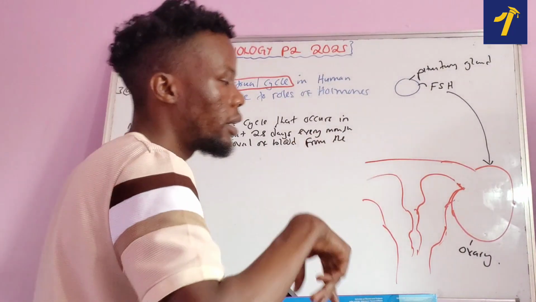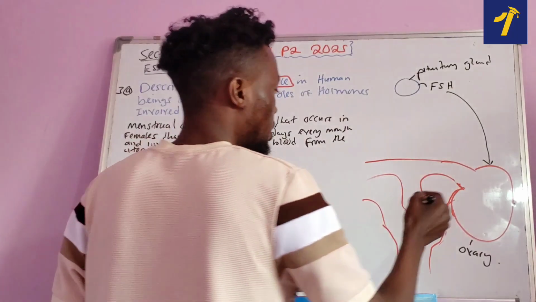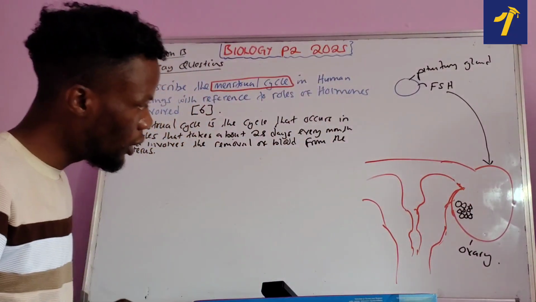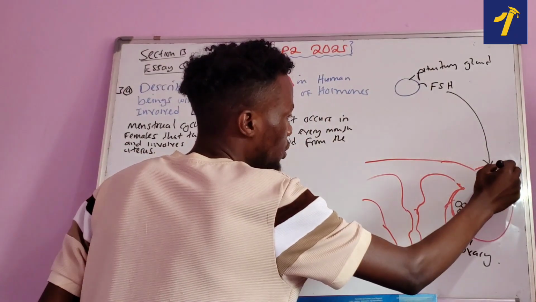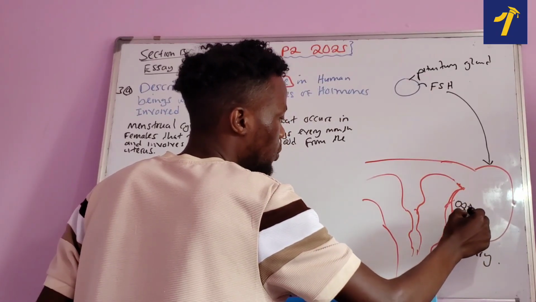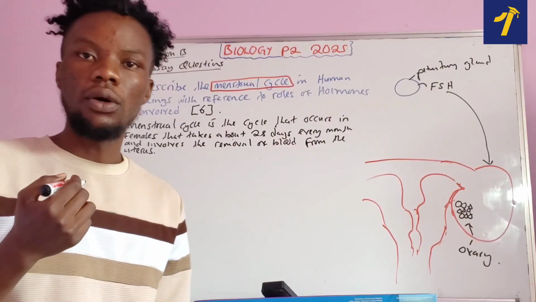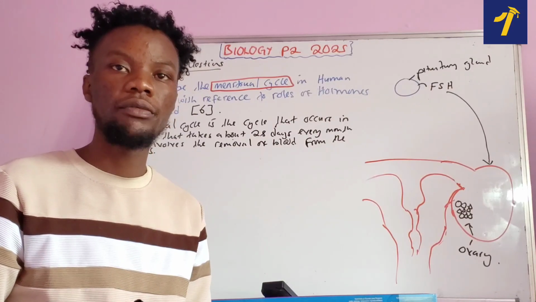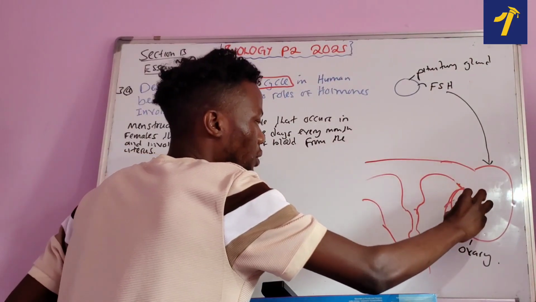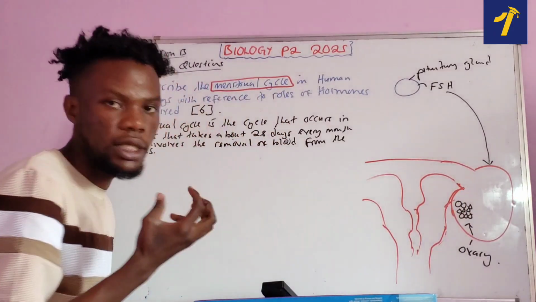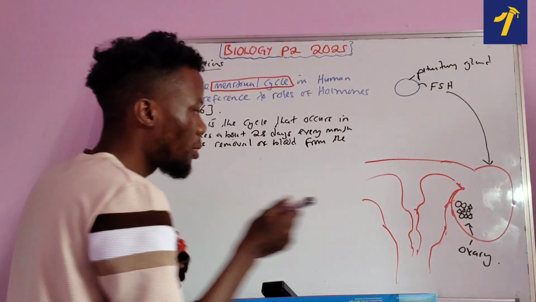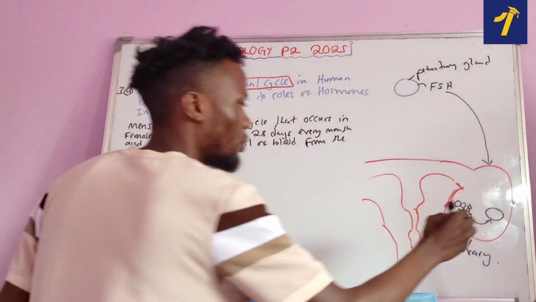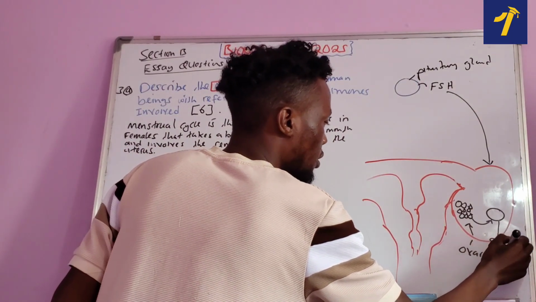Now, in the ovaries, remember, what can you find in the ovaries? You can find the eggs, or the ovules. So this follicle stimulating hormone will come to the ovaries and stimulate the ovaries to start the production of follicles, the Graafian follicles. It will tell the ovaries to start making the Graafian follicles. So it will get one egg here and turn it into what we call the Graafian follicle.